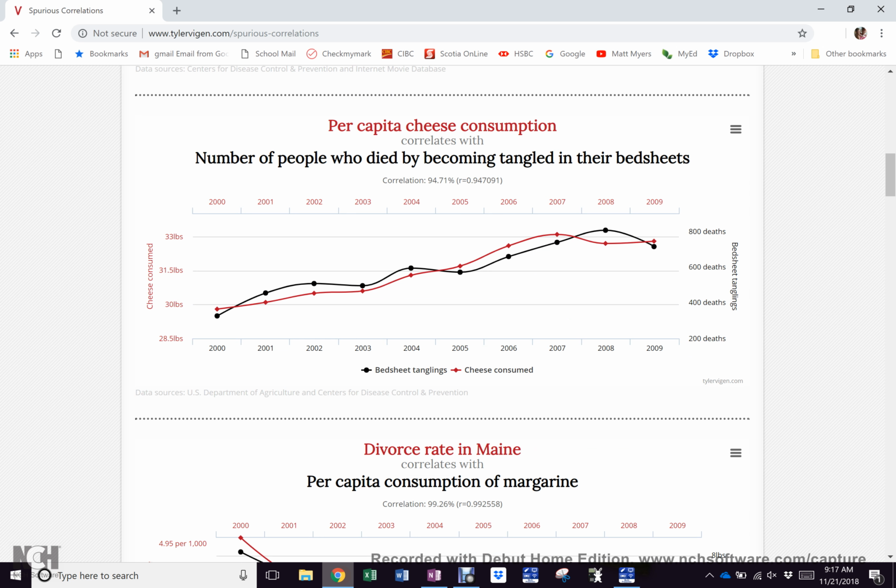People per capita cheese consumption. The more cheese people eat, what happens? The more people who die becoming tangled in their bed sheets. Oh my God, we better stop letting cheese into our country because more people are dying.